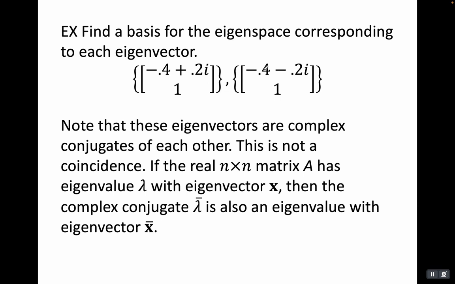Note that these eigenvectors are complex conjugates of each other. This is a plus. This is a minus. This is not a coincidence. If the real n by n matrix A, and remember, A was a real matrix, didn't have complex entries, they were all real, has the eigenvalue lambda with eigenvector x, then the complex conjugate lambda bar is also an eigenvalue with eigenvector x bar. So again, this is one eigenvalue, and the complex conjugate, so if we call this one lambda, this one's going to be lambda bar. Okay.